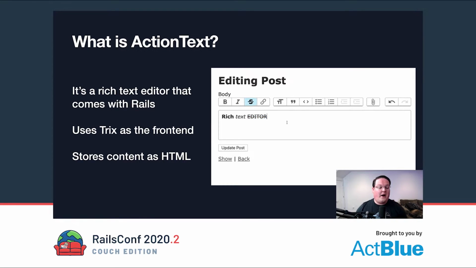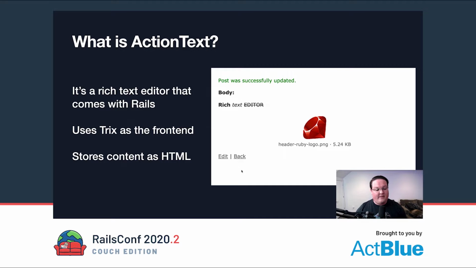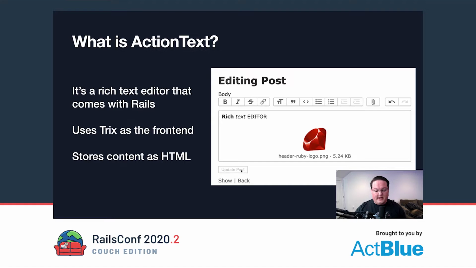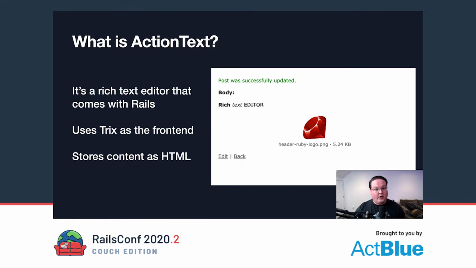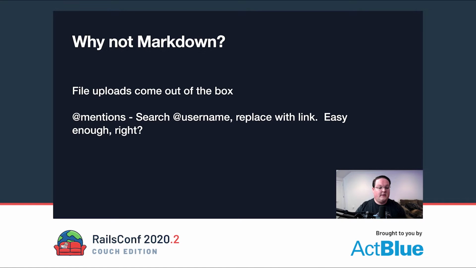So all of this is powered by the Trix editor. It's something Basecamp created for this. They use it in Basecamp, obviously. And all of this is being stored as HTML in the backend. So this is a rich text editor that's actually generating HTML, and then when it saves server side, it's going to save that HTML. So unlike Markdown, where you're saving Markdown and converting it to HTML, you have actual HTML in your database.